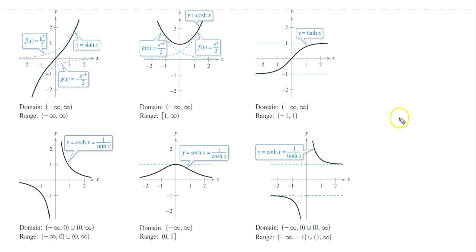And before we leave these graphs, just take note, which one do you think looks like a hanging cable that we had referred to earlier? Well, it's this one right here, the hyperbolic cosine function. That actually models the shape of a hanging cable. And like I mentioned earlier, we'll take a look at that proof later on in the course.